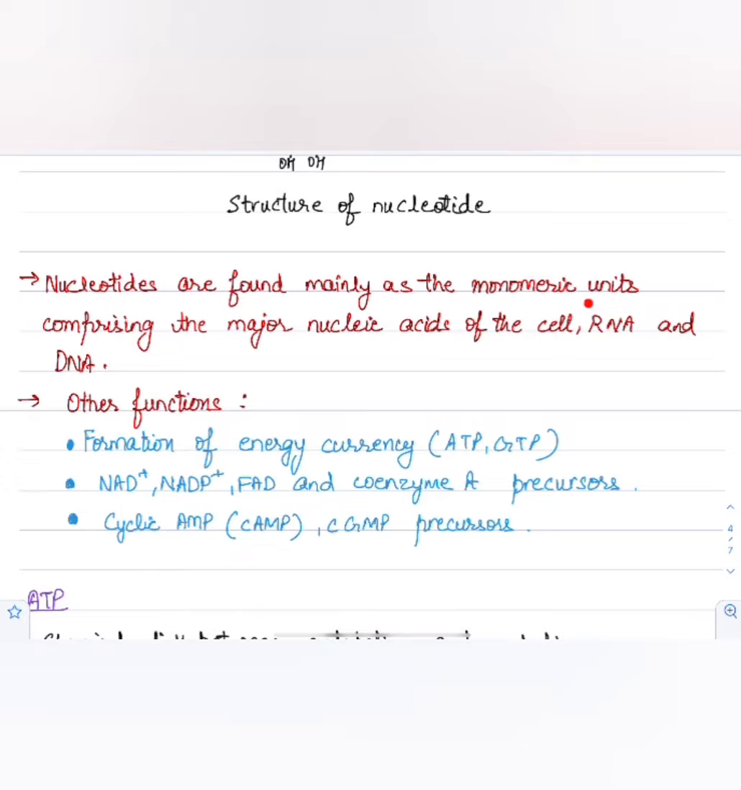And there are many other functions which nucleotides perform. For example, they have a role in formation of energy currency. They can act as energy currency like ATP and GTP. They act as a precursor for several important coenzymes like NAD+, NADP, FAD, and coenzyme A. Also, they serve as precursors for secondary messengers like cyclic AMP and cyclic GMP.